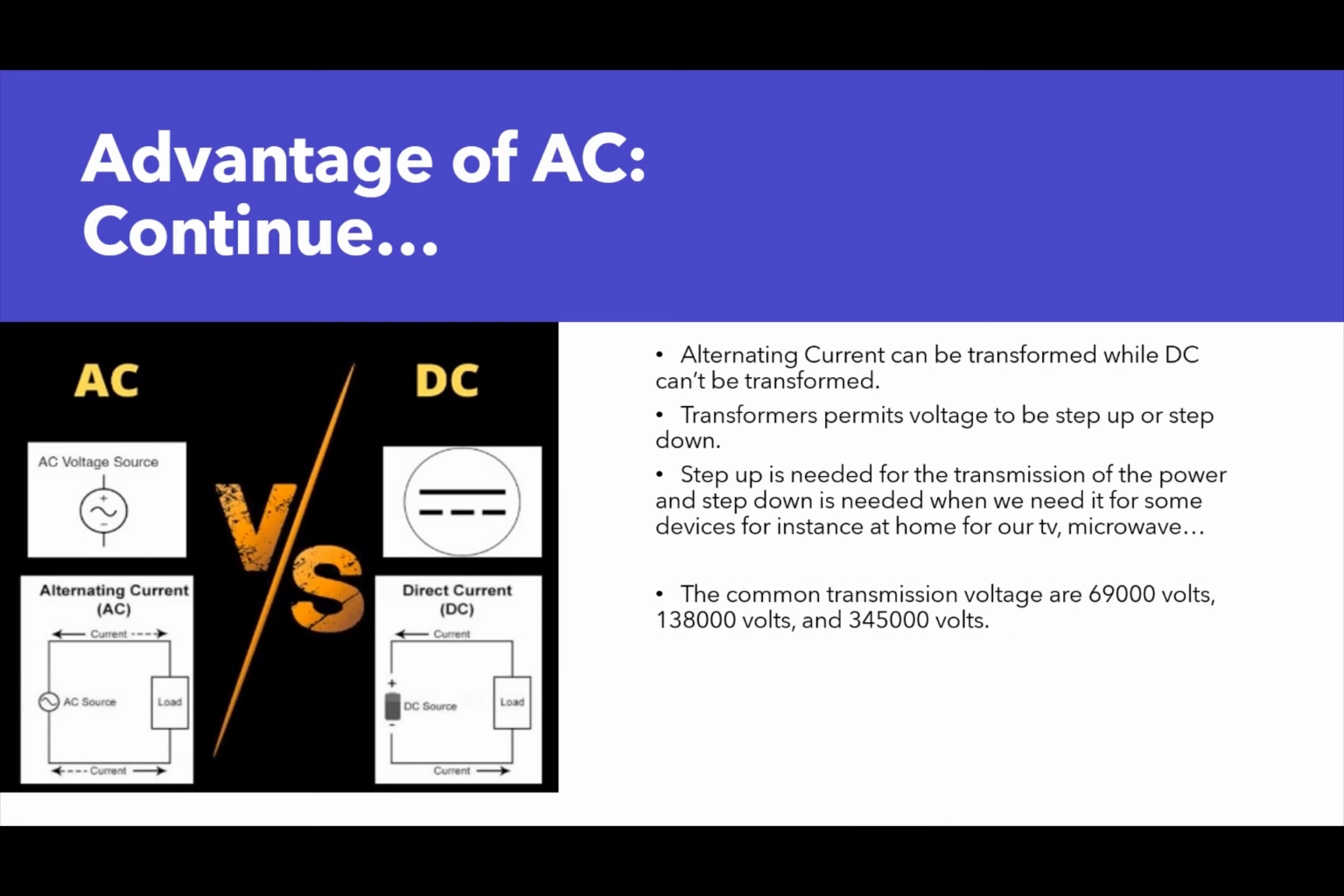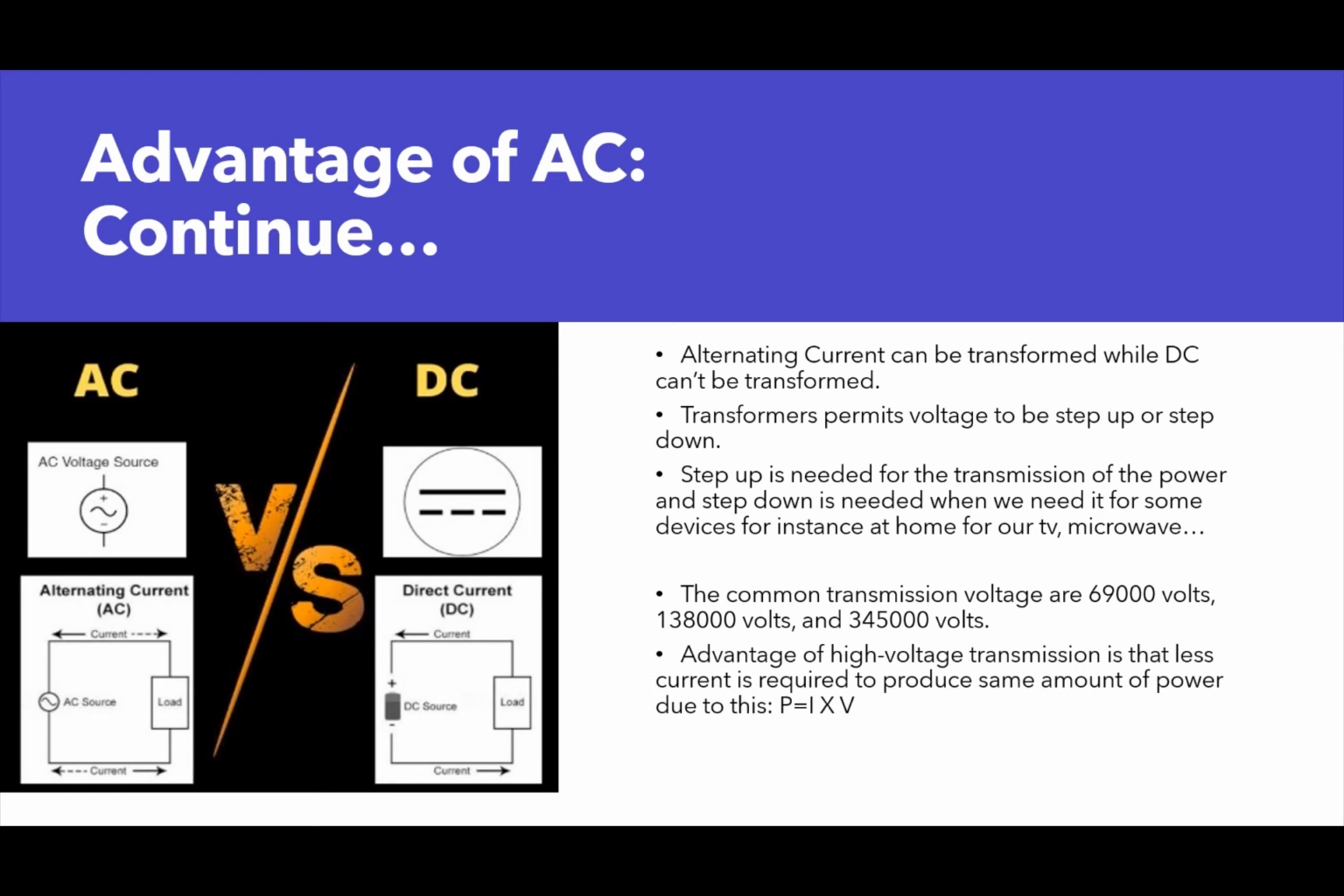The common transmission voltages are 69,000 or 69 kilovolts, 138,000 or 138 kilovolts, and 345,000 volts. That's the high voltage that you will see in the transmission lines. But we don't need that much voltage at our house. We just need 120 and 200 to 240 for something like our fridge. So that will require step down transformers.